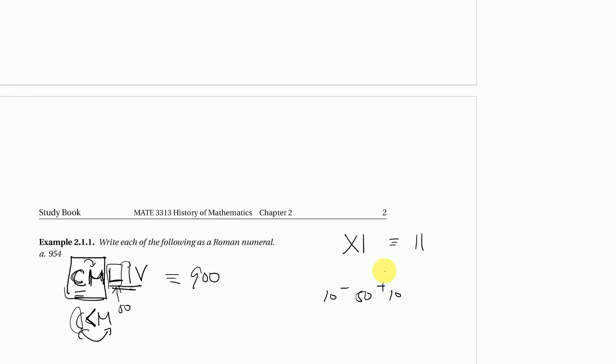So if you want to do that, then L must be surrounded by X's, right? Not just the unit symbol I, right? Therefore, we understand it must be separated by that. Okay? So it's going to be 50.